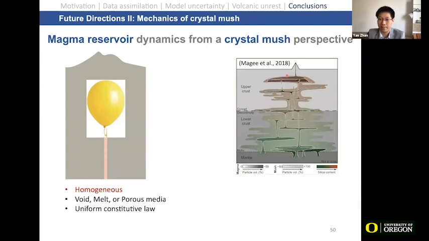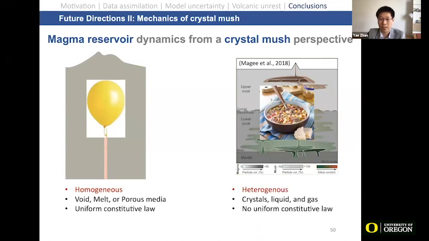However, in reality, the magma reservoir is a crystal mush. It's very complicated. It's heterogeneous. It's like a mushy soup. So in different places, it has different fractions of crystal, liquid, and gas. There may be no uniform constitutive law to describe the behavior of this crystal mush. So I want to study the dynamics of this mushy soup.